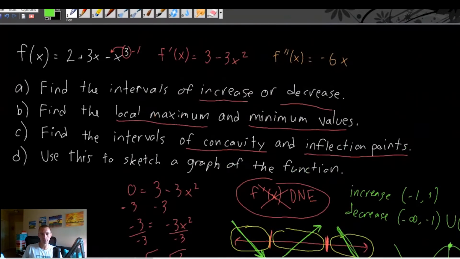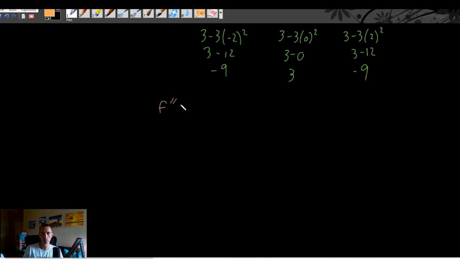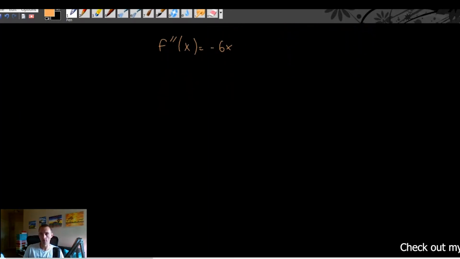In order to find inflection points, we're going to need to do effectively the same stuff we had to do for this up here, except we're going to do it using the second derivative instead of the first derivative. Let me just write down our second derivative down lower. The second derivative of this function is f double prime equals negative 6x. If you already know the second derivative of your function, finding inflection points is very similar to finding critical numbers.